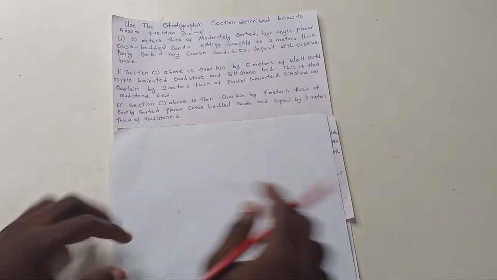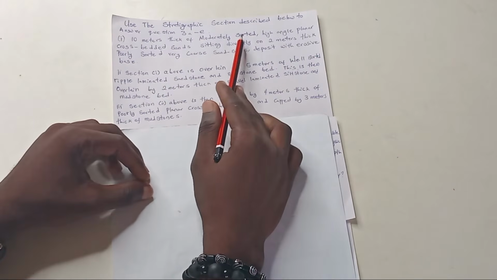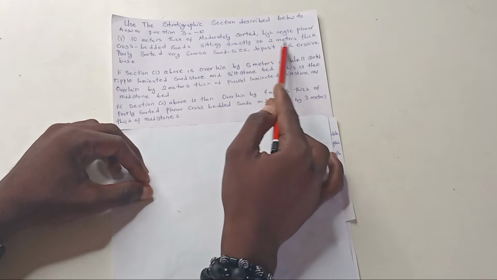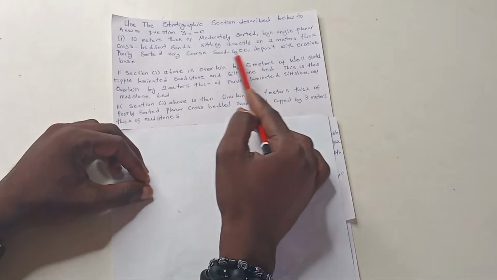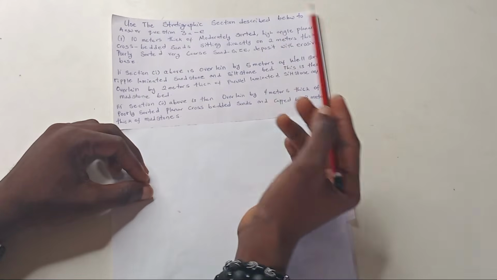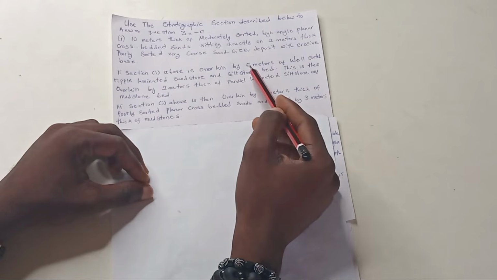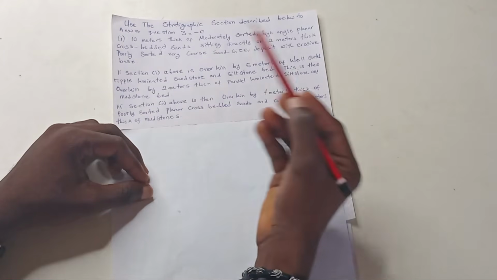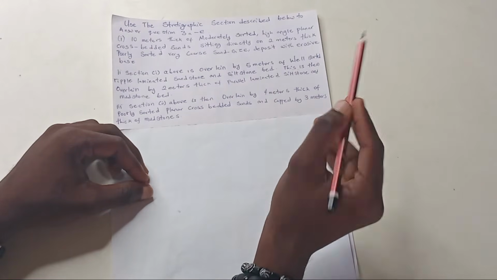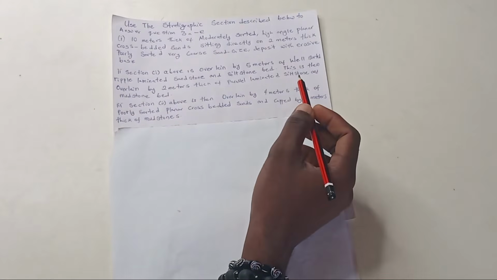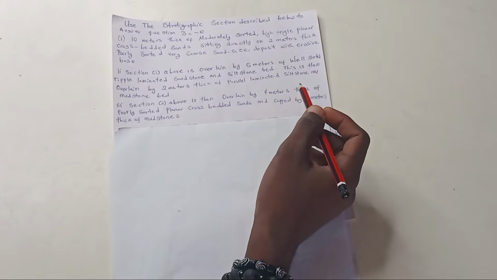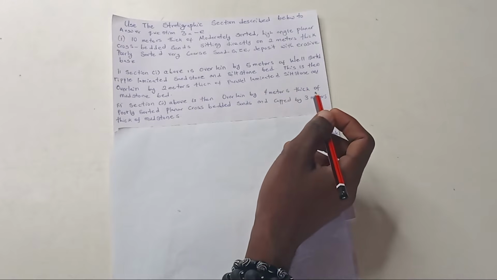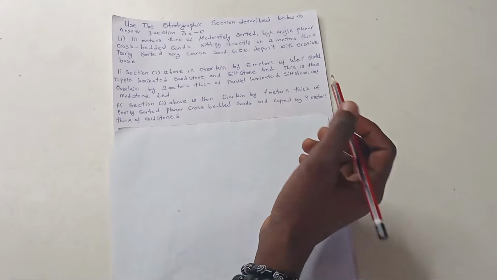Ten meters thick of moderately sorted high angle planar cross-bedded sands sitting directly on 2 meters thick poorly sorted very coarse sand size deposits with erosive base. Section 1 above is overlain by 5 meters of well sorted ripple laminated sandstone and siltstone bed. This is then overlain by 2 meters thick of parallel laminated siltstone and mudstone bed. Section 2 above is then overlain by 4 meters thick of poorly sorted planar cross-bedded sand and capped by 3 meters thick of mudstones.